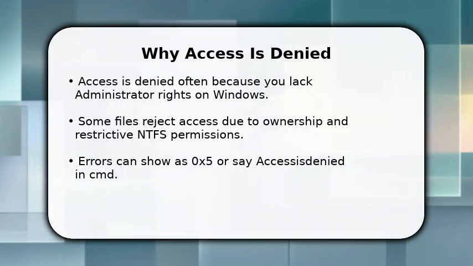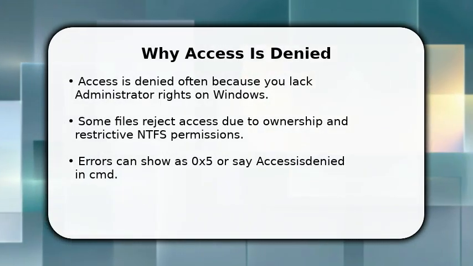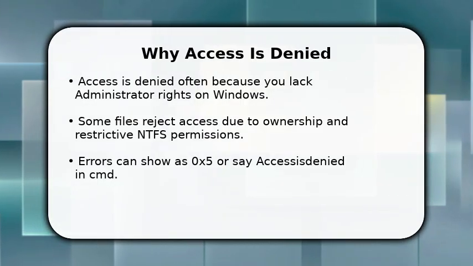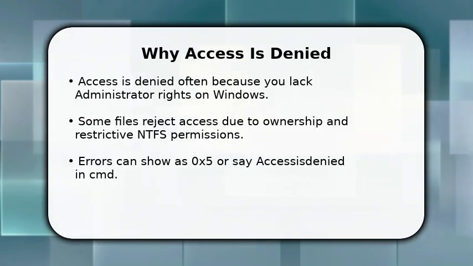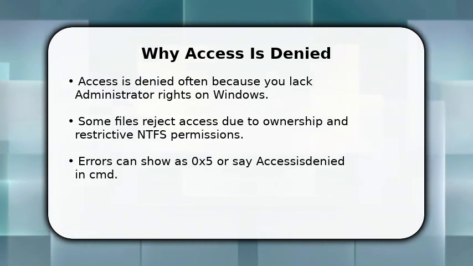Some files reject access because you are not the owner or permissions are too strict. Windows logs errors like 0x5 and phrases such as access denied in CMD output. This slide summarizes why permissions and elevation are the first items to check.